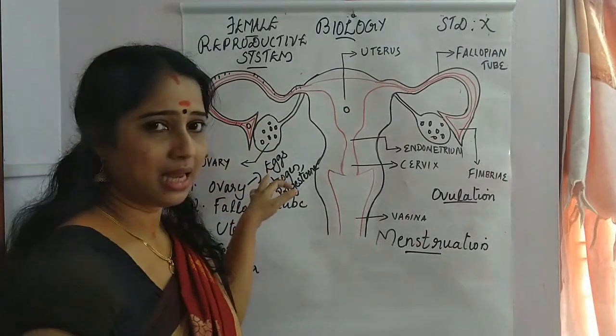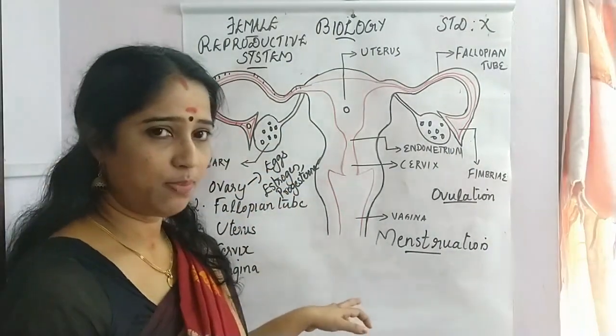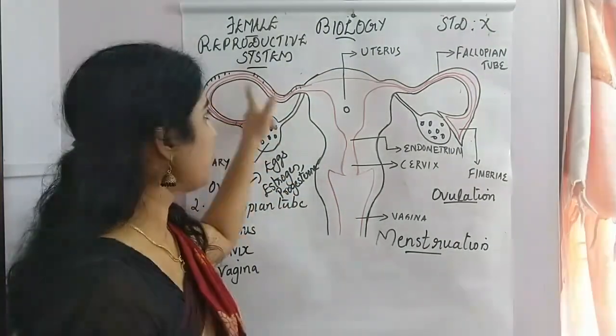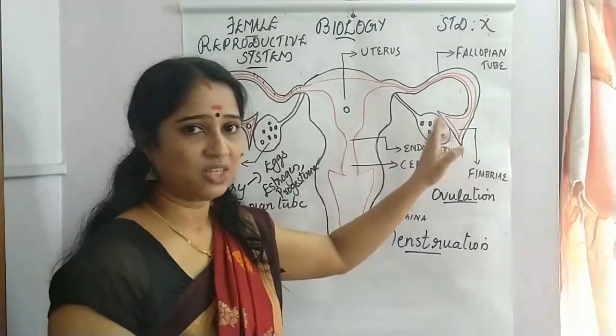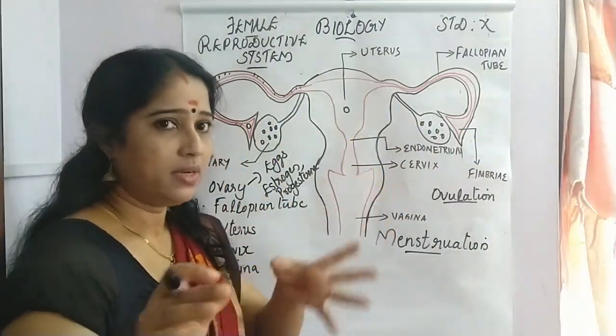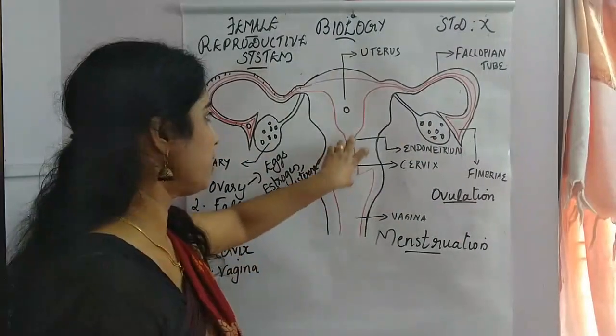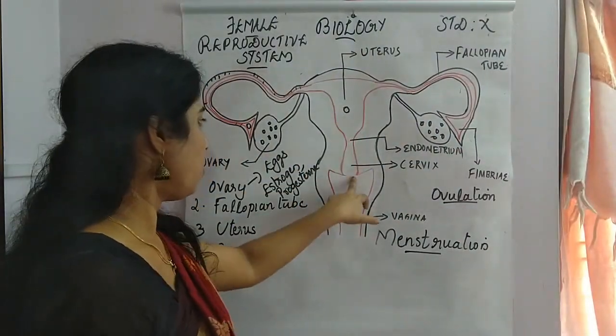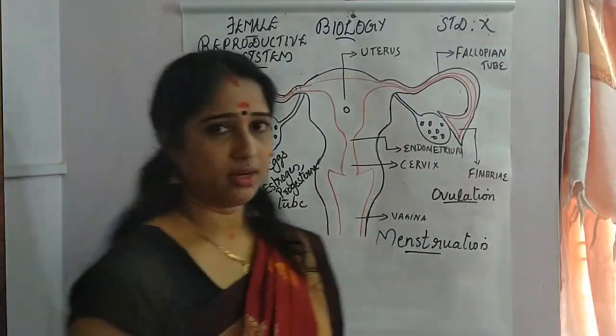They release the eggs and the female hormones known as estrogen and progesterone, and the fallopian tube is a pathway for the passage of the egg as well as the zygote, that we will discuss now. Next is the uterus. This is the opening, the cervix, and finally the vagina.